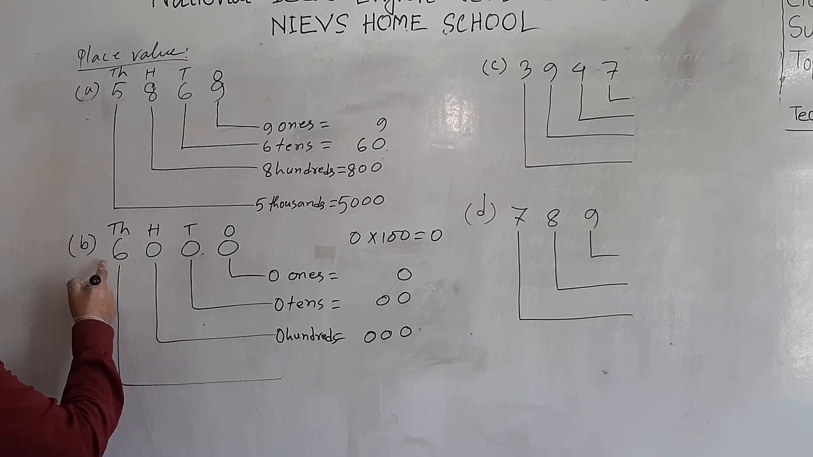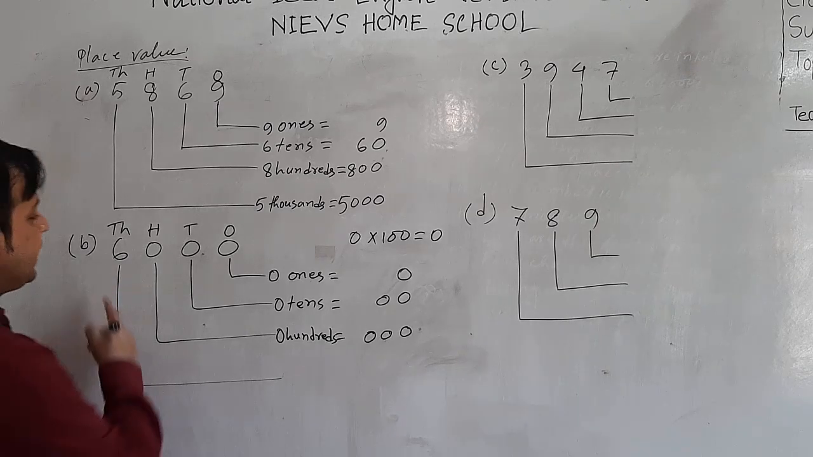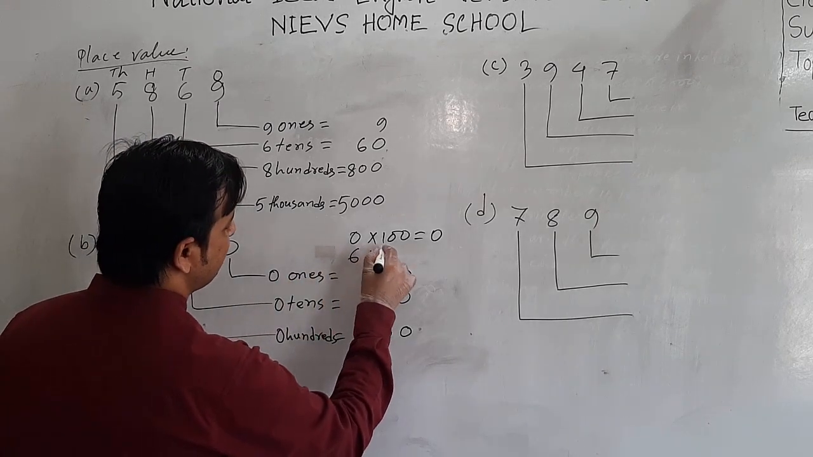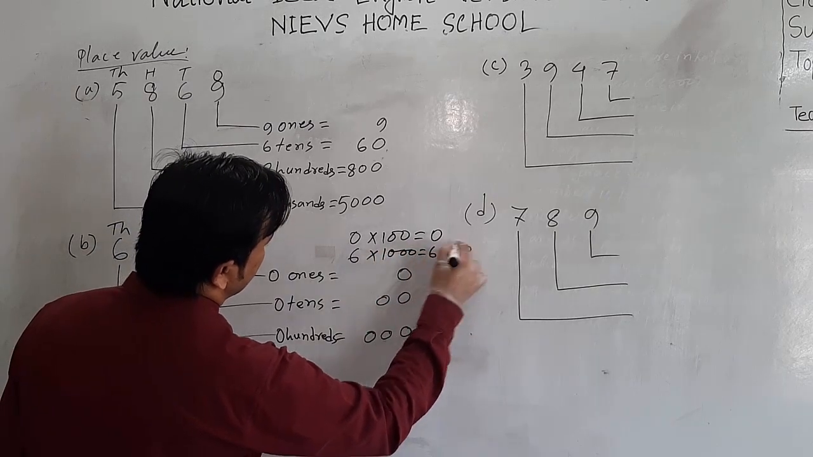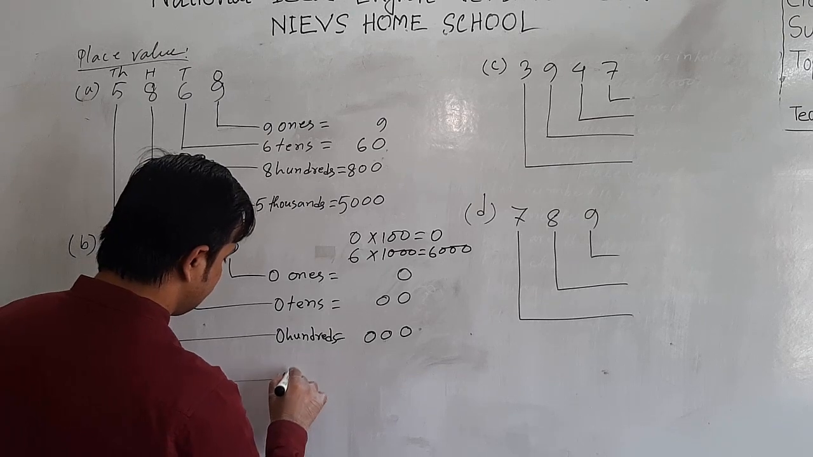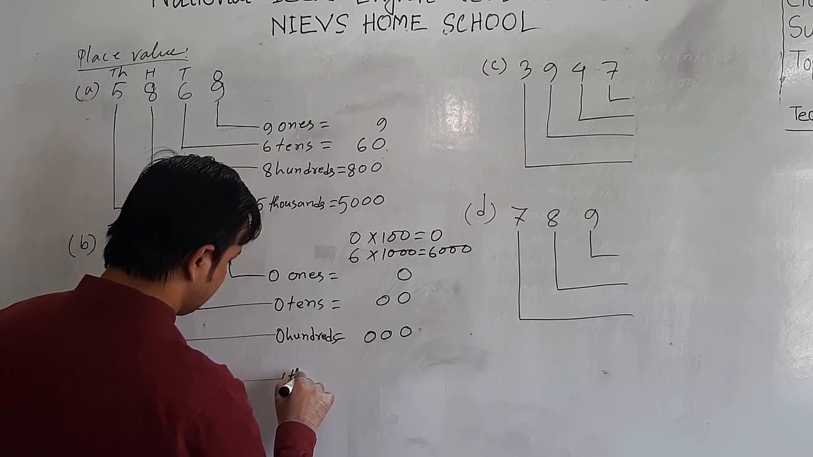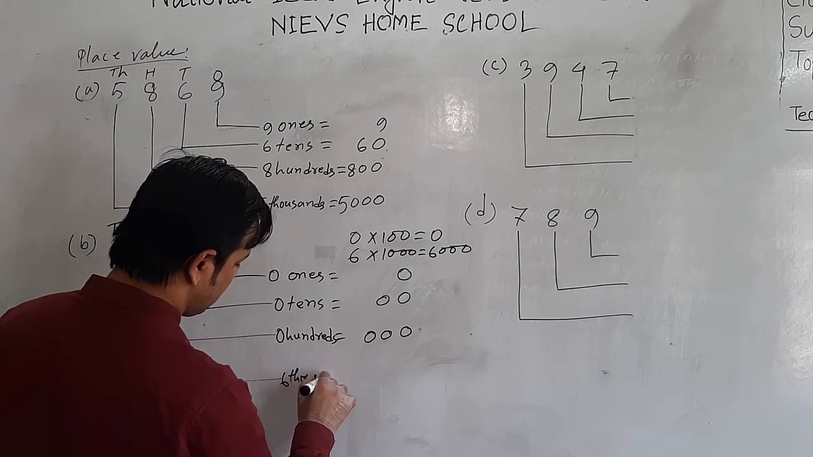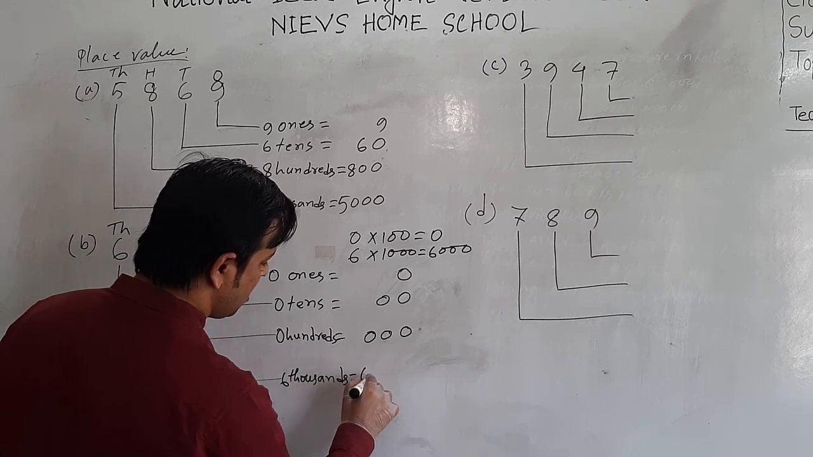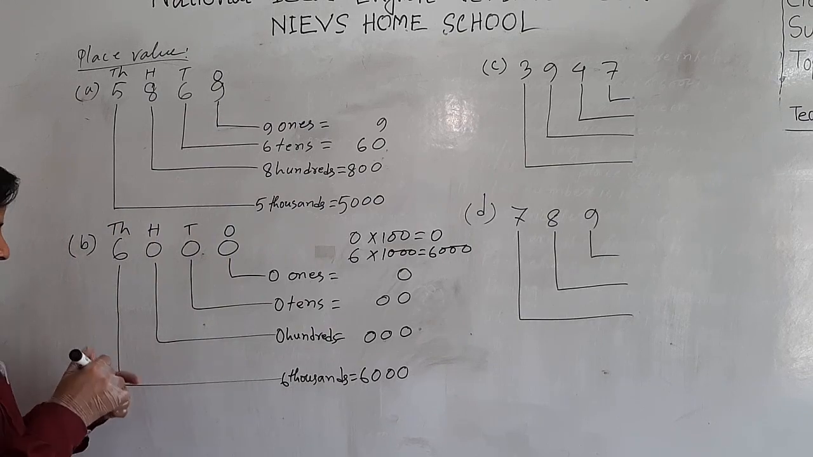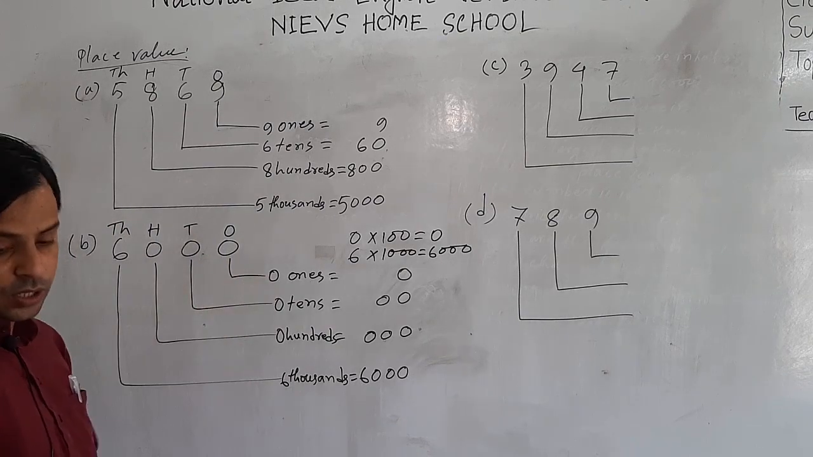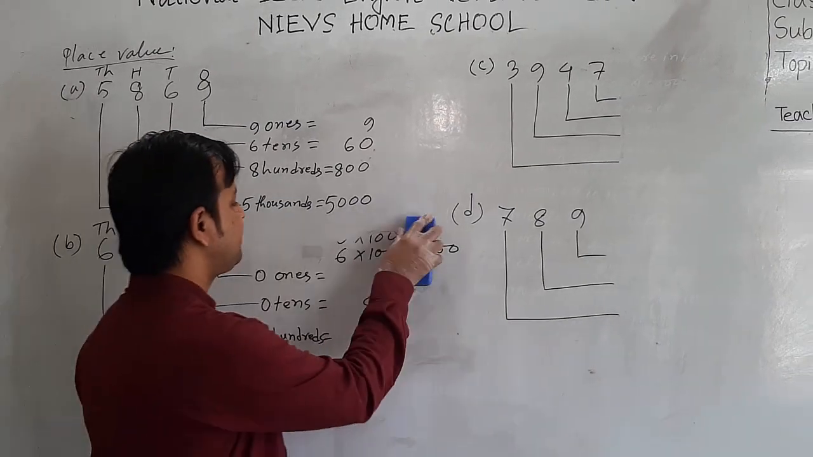Now the last digit, that is 6. 6 is in thousands position, so we have to multiply 6 by 1000. That will be 6000. So we can write here 6000. I have shown first two. Now I will solve question C and D.